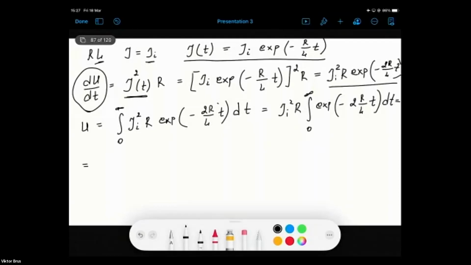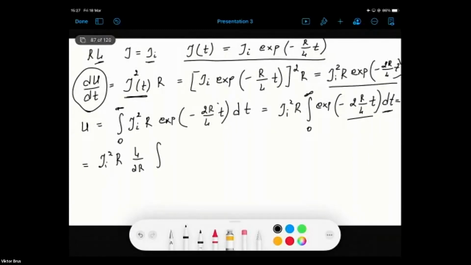And in order to integrate this, we need to modify the differential to make it the same as the argument of the exponential function. So for that purpose, we need to multiply this integral by L divided by 2R.